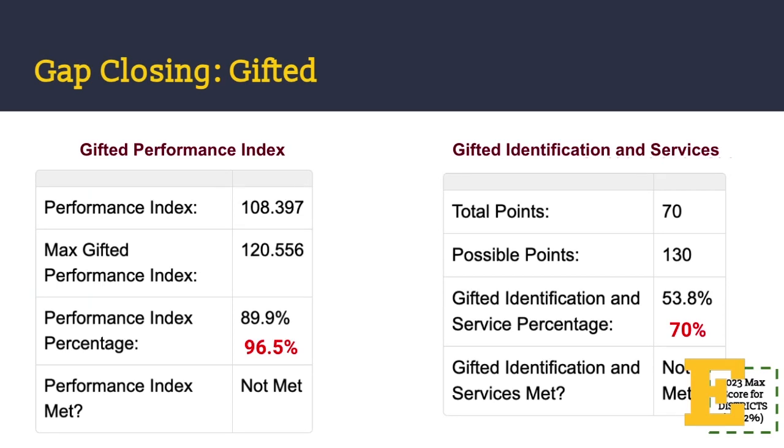To the right side is the gifted identification and services. We received a total points of 70 out of a possible 130 for our district. Gifted identification and service percentage then is 53.8%. You need a 70% in order to meet that indicator.